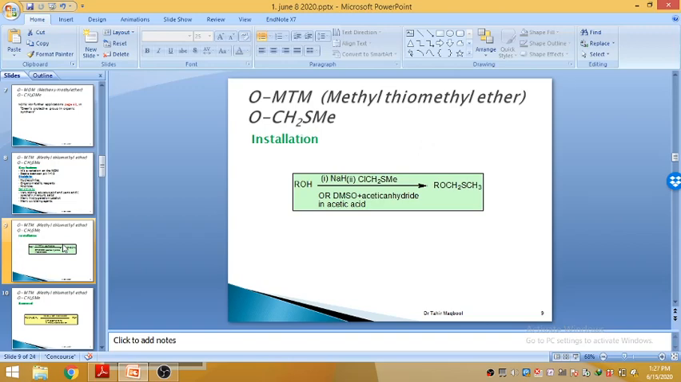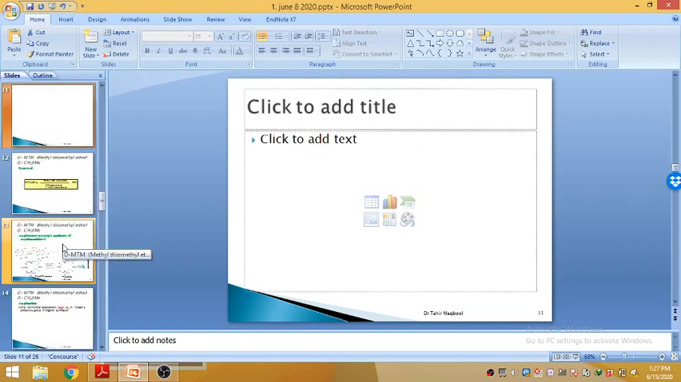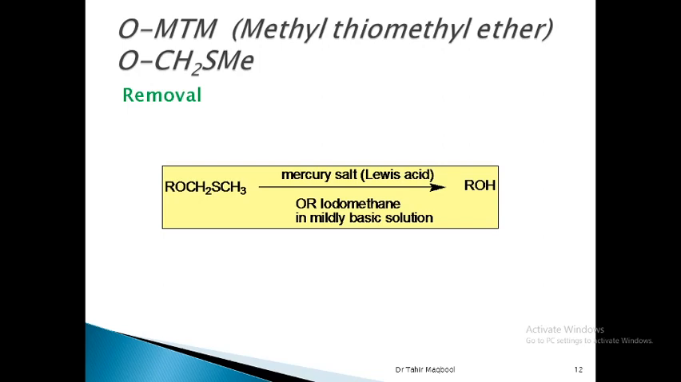As an alternative method, you can use DMSO, acetic anhydride in acetic acid. So here are the two most common methods I have mentioned. You can also get some other methods from the book, Greene's Protective Groups in Organic Synthesis. So let me go to the slideshow. Here is the method for the removal.